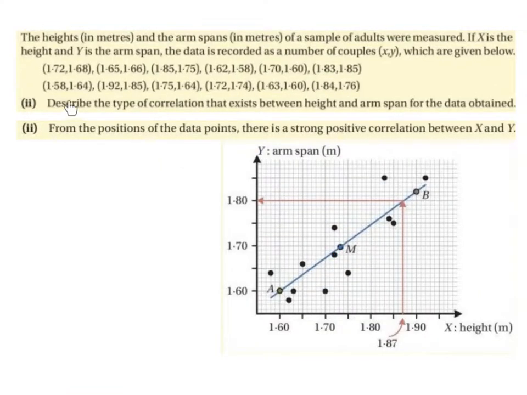Part 2. Describe the type of correlation that exists between height and arm span for the data obtained. From the positions of the data points, there is strong positive correlation between x and y. First of all, the correlation is strong because if we draw in the line of best fit, we can see that the points are all quite close to it. It's positive because it's going uphill. We read a graph like we read a book, from left to right, so we can see it's going uphill, so it has a positive slope. The line of best fit has a positive slope, so there's positive correlation.